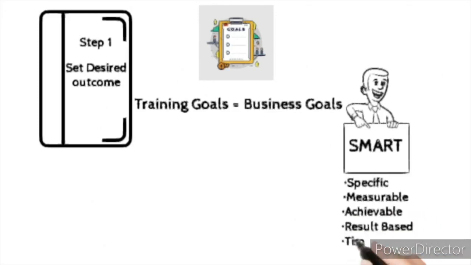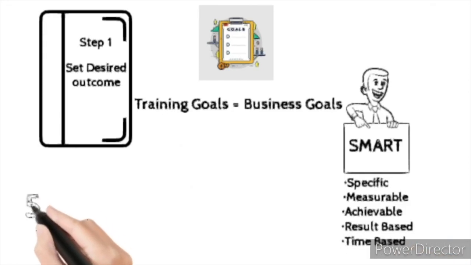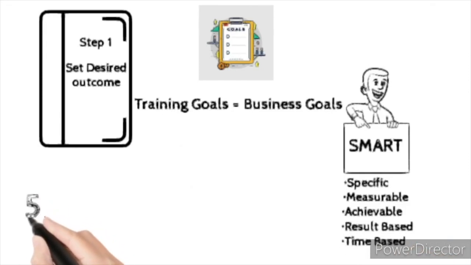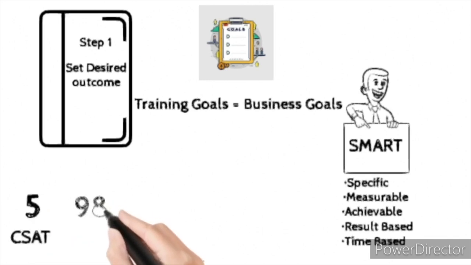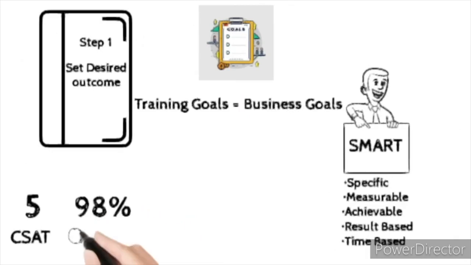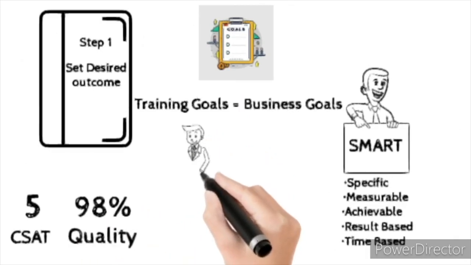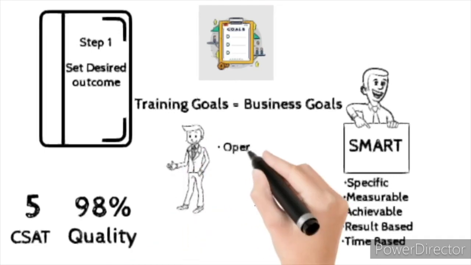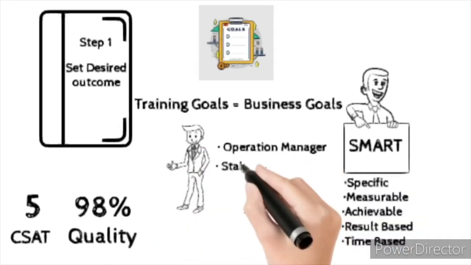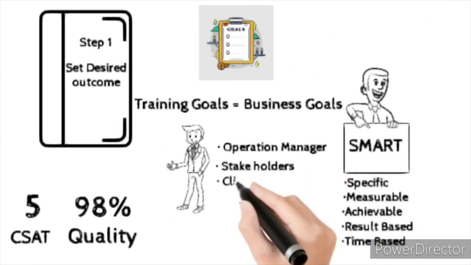result-based, and time-based. Examples of specific training goals would be achieve a CSAT score of 5 by the end of the quarter, or achieve a 98% quality score by the end of the quarter. In most cases, the desired outcome or goal is predefined by the operation managers, stakeholders, and clients.